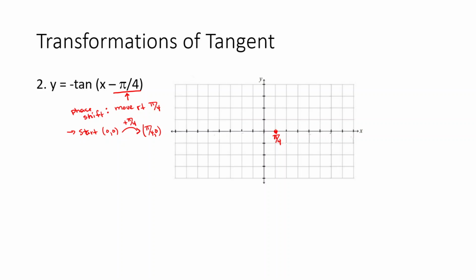So I plot a point right here. Okay. My period, the number in front of the x is a 1, so my period is still pi. Now that's 4/4 pi. So I can count from this 0 I marked and go 1, 2, 3, 4, assuming I make my tick marks in fourths.